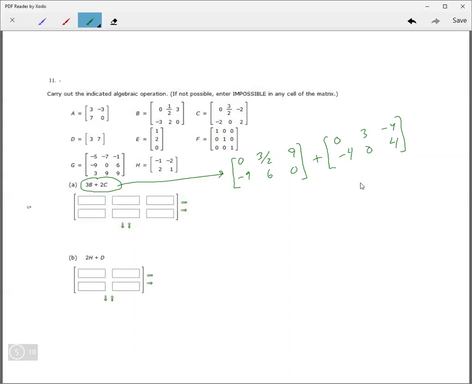Okay, so adding these together, the first entries is 0 and 0. This is 3 halves plus 3. That's going to be 9 halves. Yeah, that's going to be 9 halves. I should have just left this as 6 halves instead of simplifying it, because now 3 halves and 6 halves is 9 halves. Okay, 9 minus 4 is 5. -9 plus -4 is -13. And 6 plus 0 is 6. 0 plus 4 is 4.